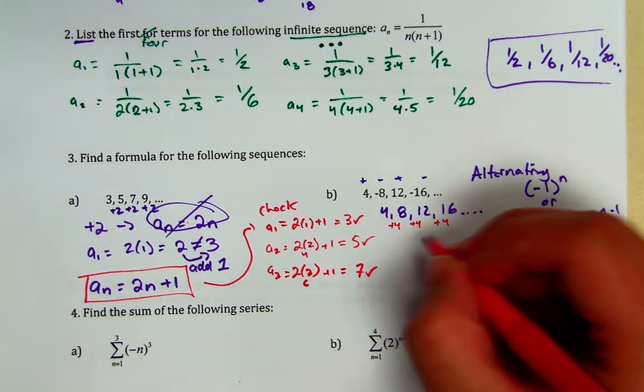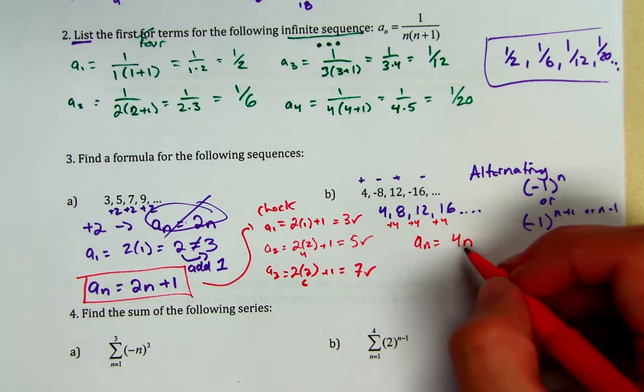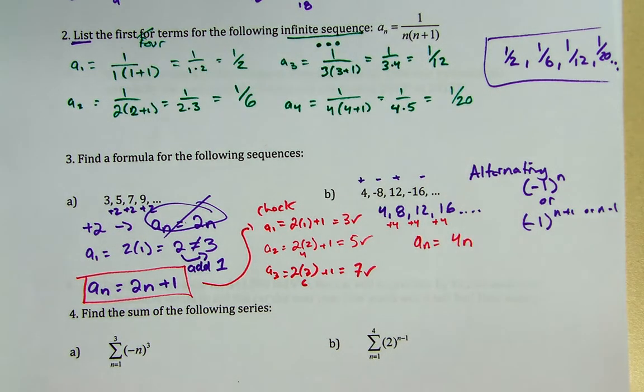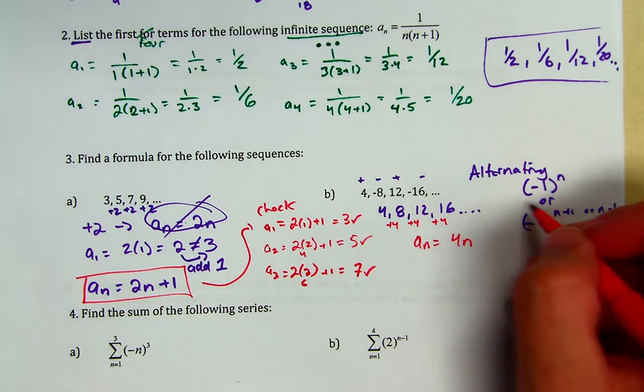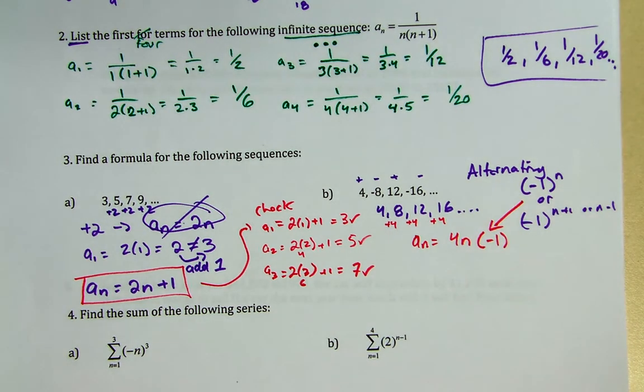Add 4. So it looks like, again, I'm using that a_n equals 4n. In this case, 4n, 1 works, 2 works, 3 works, 4 works. But I need the alternating pattern. So I need that negative 1 to some power.